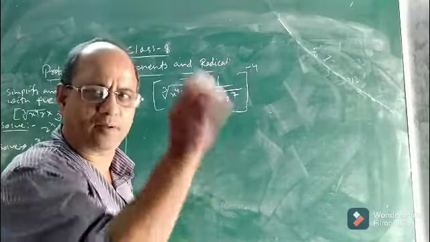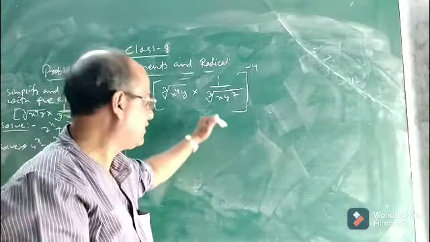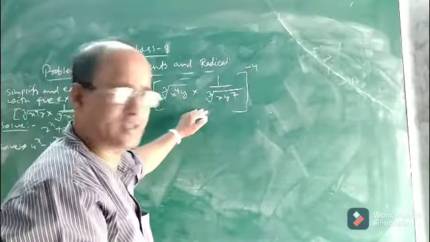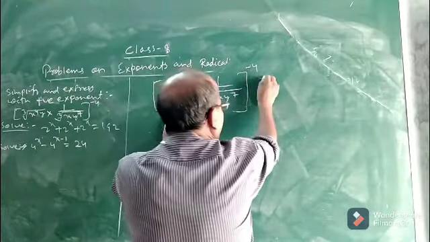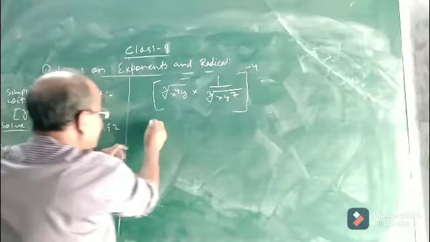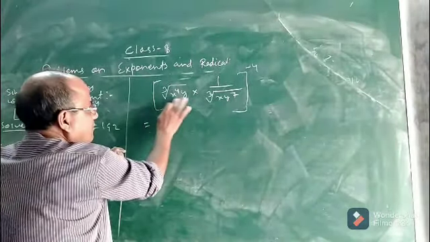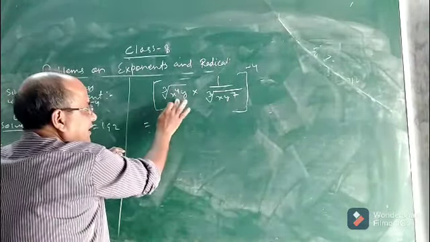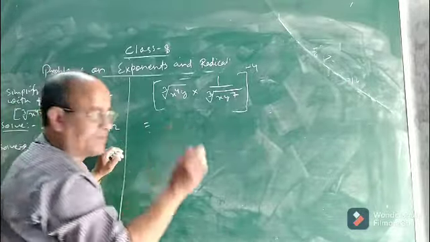So how to do it? One problem like this we have done in the previous class. Let us do it again. Now see, what is our first step? The first step is, children, this radical form must be converted into exponential form. Okay, this is the first step.